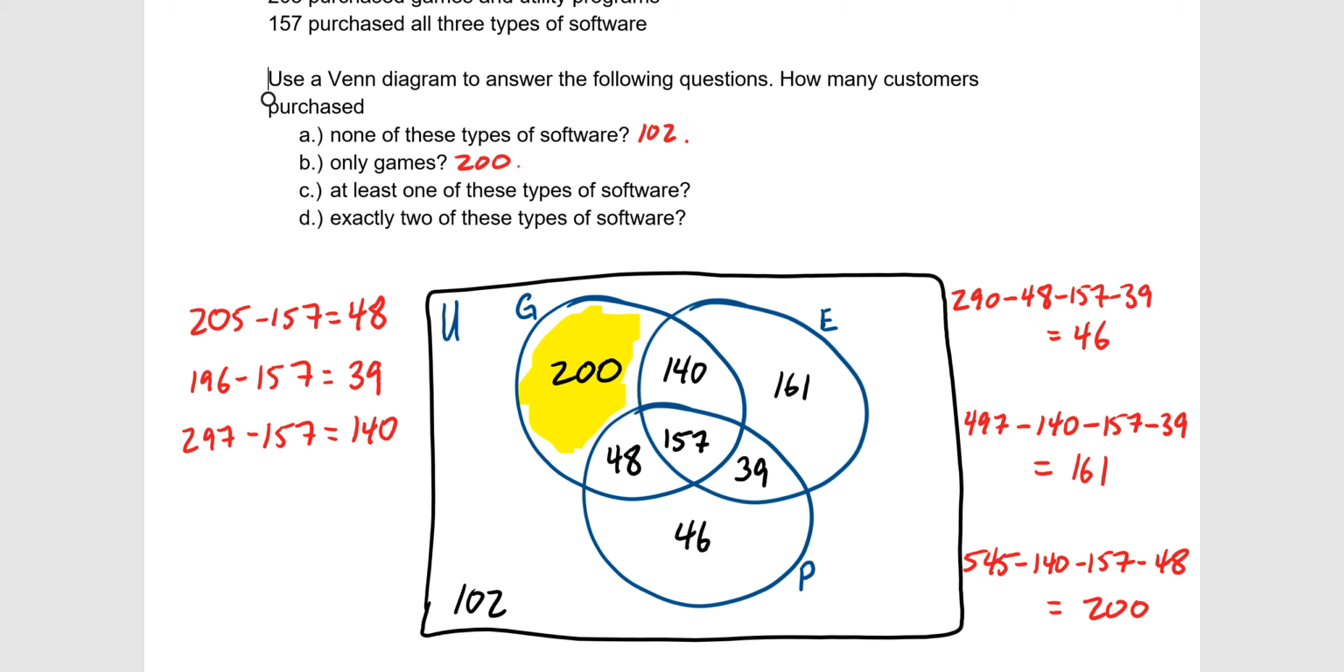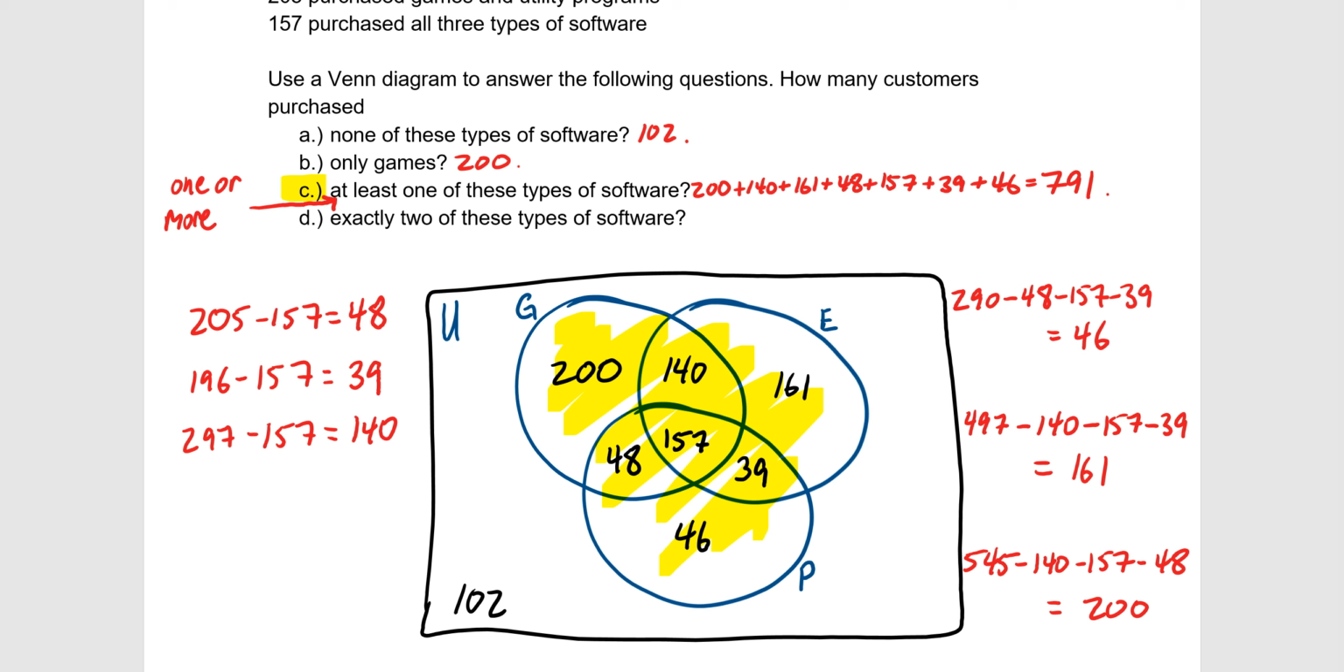And question C is at least one of these types of software. So at least one, this means one or more. So that means they could have purchased one, they could have purchased two, or they could have purchased all three. So what this means is it's the union of all of these sets, which means we have to add together all of the numbers in all of these circles, in all of these regions. So if we add them all up, we actually get 791. So 791 people purchased at least one of these types of software.